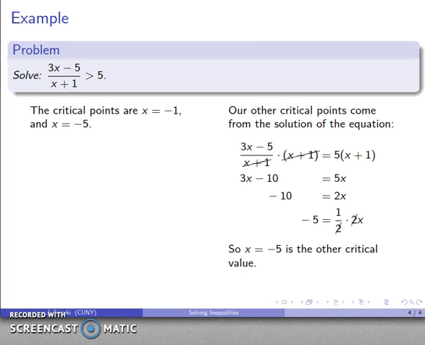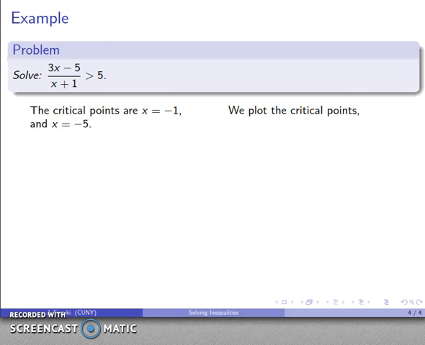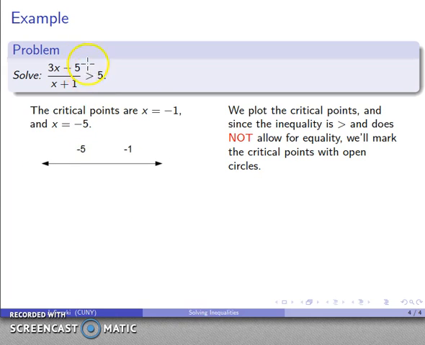All right, so I have the two critical points. They're either the things that are going to make the expression undefined, the forbidden values, or they're things that are going to make the equation (3x minus 5) over (x plus 1) equal to 5. So let's go ahead and plot those on the number line. So I have a point at negative 5. I have a point at negative 1. And because the inequality is a strictly greater than, not allowed to be equal to, I do want to mark the critical points with open circles to indicate that they will not be part of the solution set.